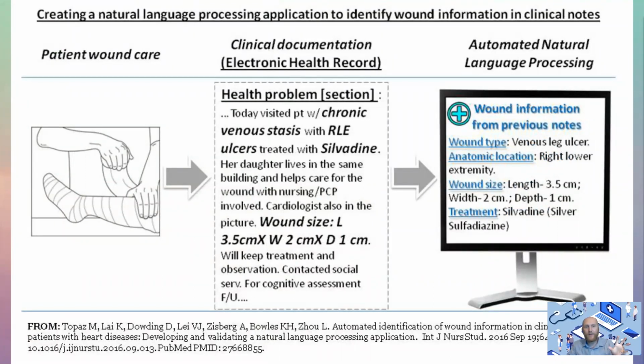On the left-hand side, you would see that there is patient wound care that is happening. In the middle of this diagram, we see an example section from a clinical note that describes treatment for a wound. So today, I visit patients with chronic venous stasis with RLE. RLE is an abbreviation for right lower extremity ulcers, treated with Silvadene. And you can see at the bottom of this description, there is a description of wound size. So wound size was very specific here. And you can kind of imagine the variety of ways each nurse and each physician would describe wound sizes.